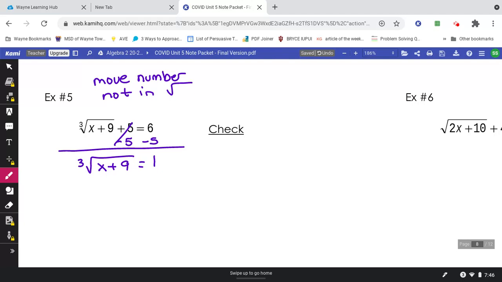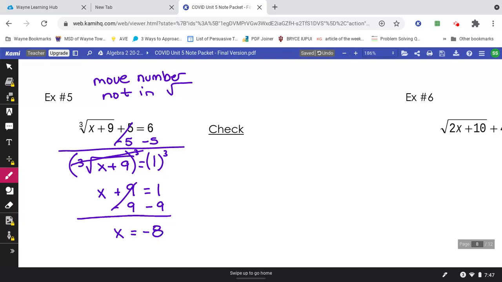All right, and then you'll raise this to the third power to match the root of 3. The 3's cancel, giving me x plus 9 on the left-hand side. 1 to the third power, 1 times 1 times 1, that still leaves a 1. And then you could subtract 9. We get x equals negative 8. And because this is a cube root, there is no check needed.